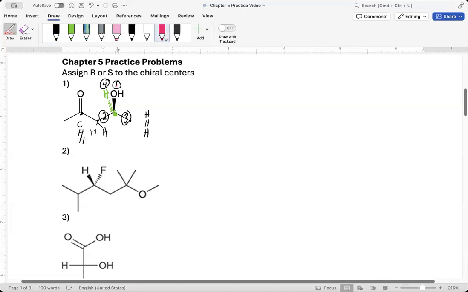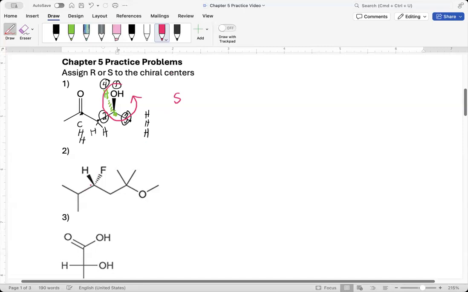And then we proceed to determine if these priorities go in a clockwise fashion or a counterclockwise fashion. And you can see here it's 1, 2, 3. That is counterclockwise, and that gives us S.